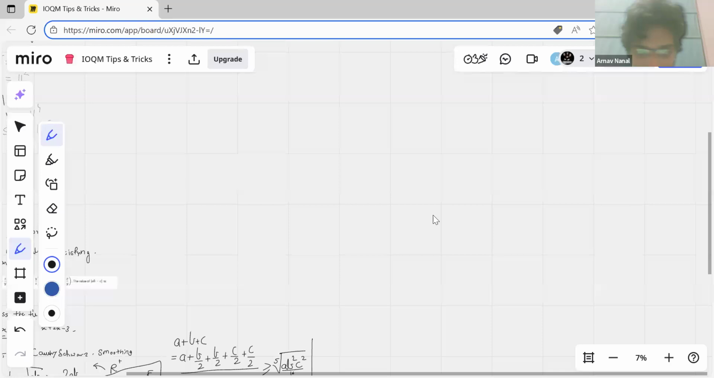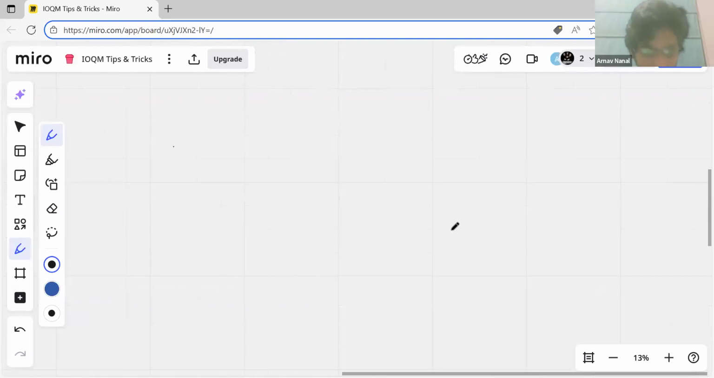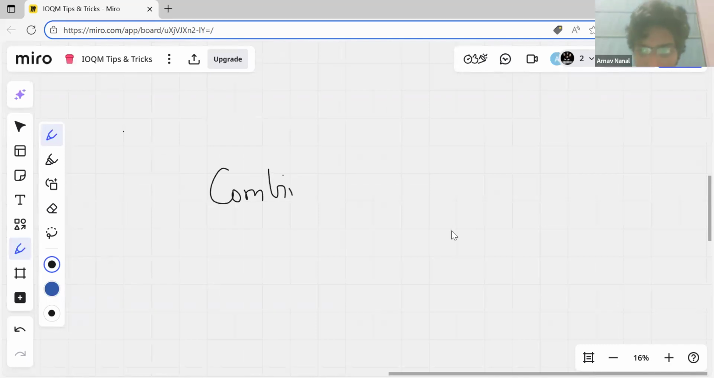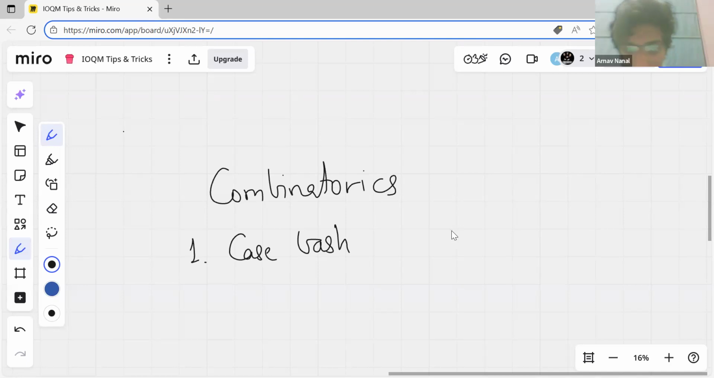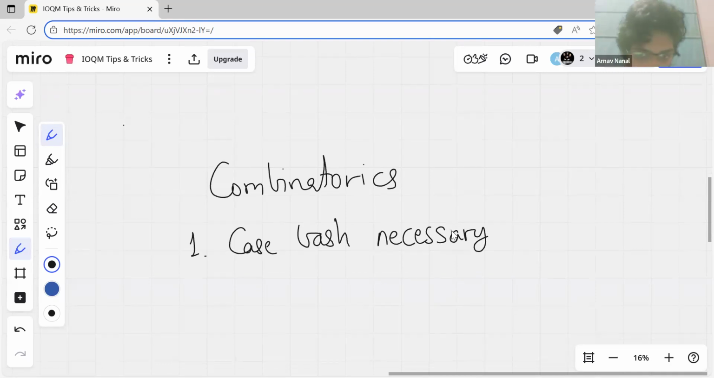So for example, combinatorics: almost all the problems that we do, you will have to case bash at some point. It's IOQM, so trust that you need to case bash. You need to be efficient while making cases and computing them correctly, adding them all together. Case bash is very essential. Some things to remember for that are Fibonacci identities and recursion.